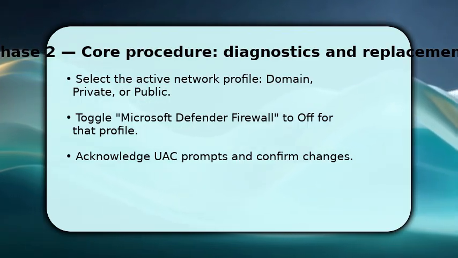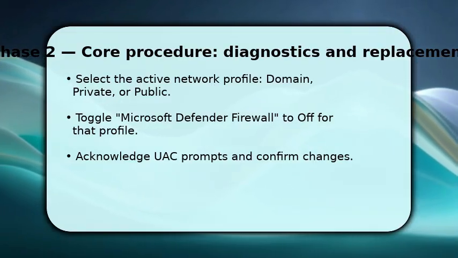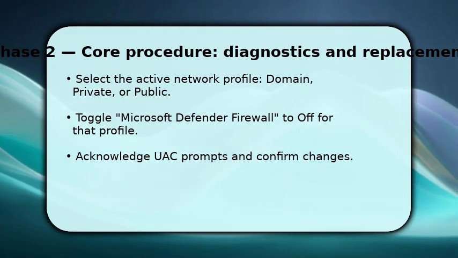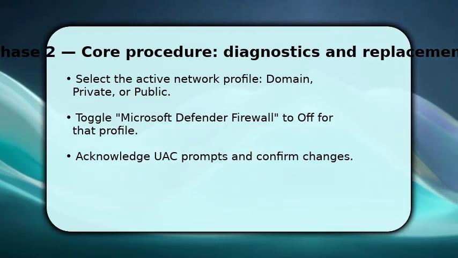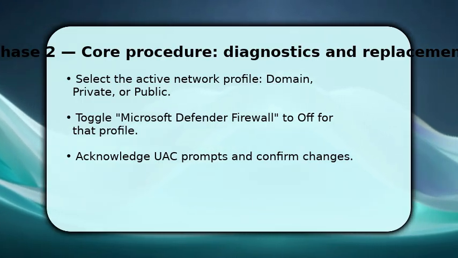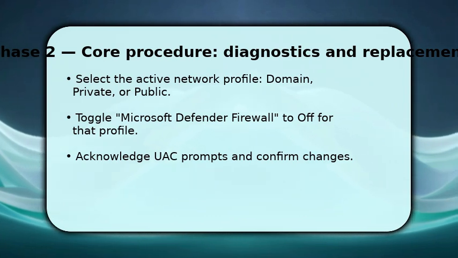You will see a User Account Control prompt. Accept it to proceed. Once toggled, confirm the status changes visually and note which profile is affected, because turning off public network firewall increases exposure on untrusted networks. If you have group policies, make sure they won't re-enable the firewall automatically.